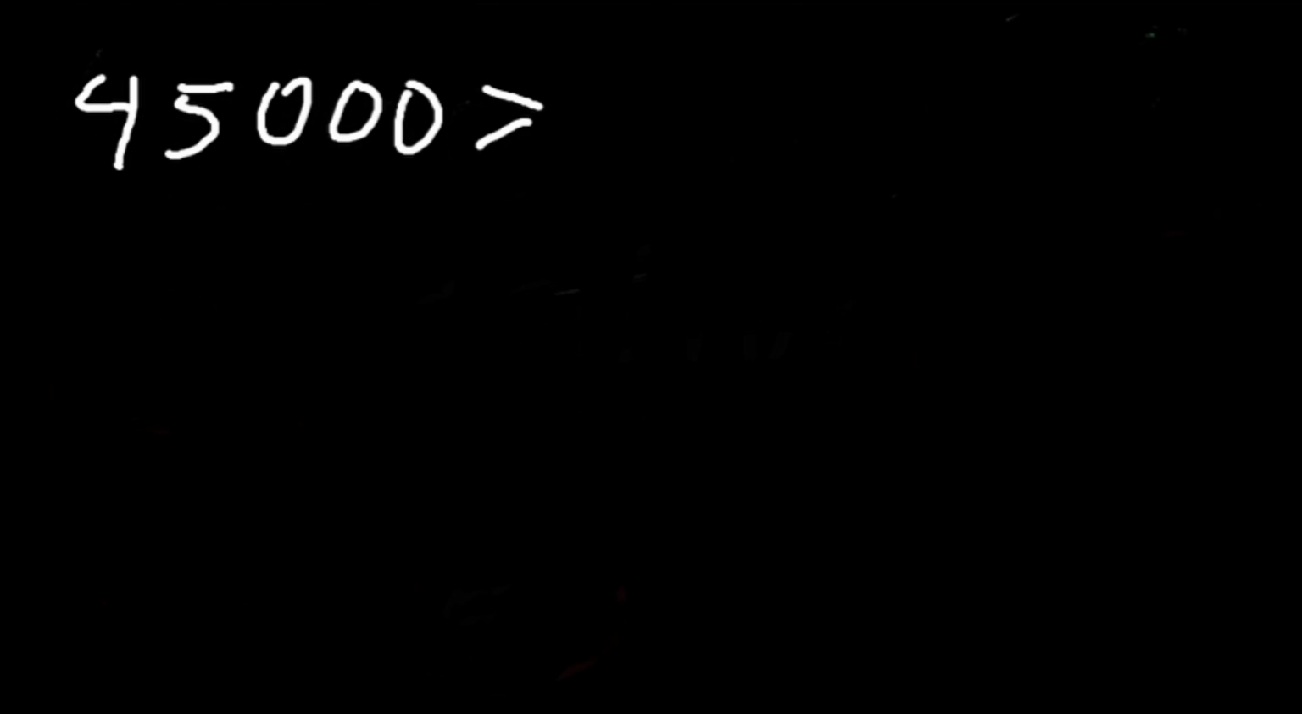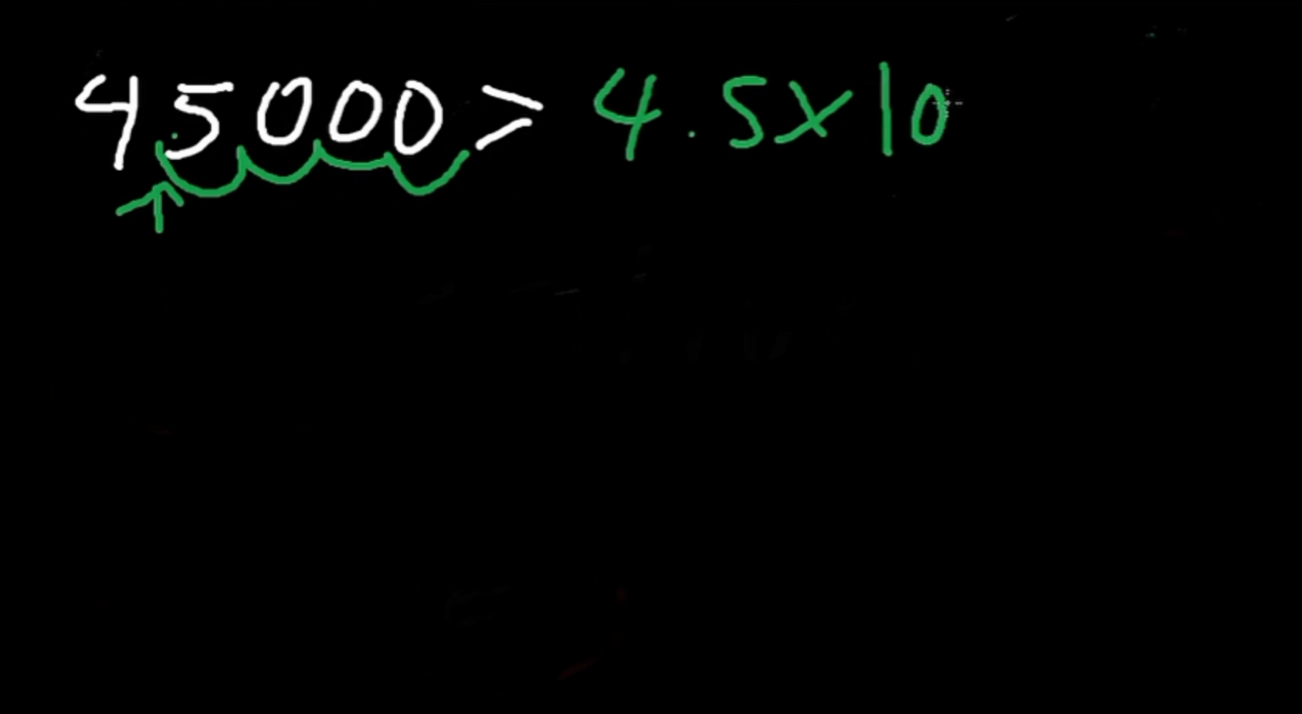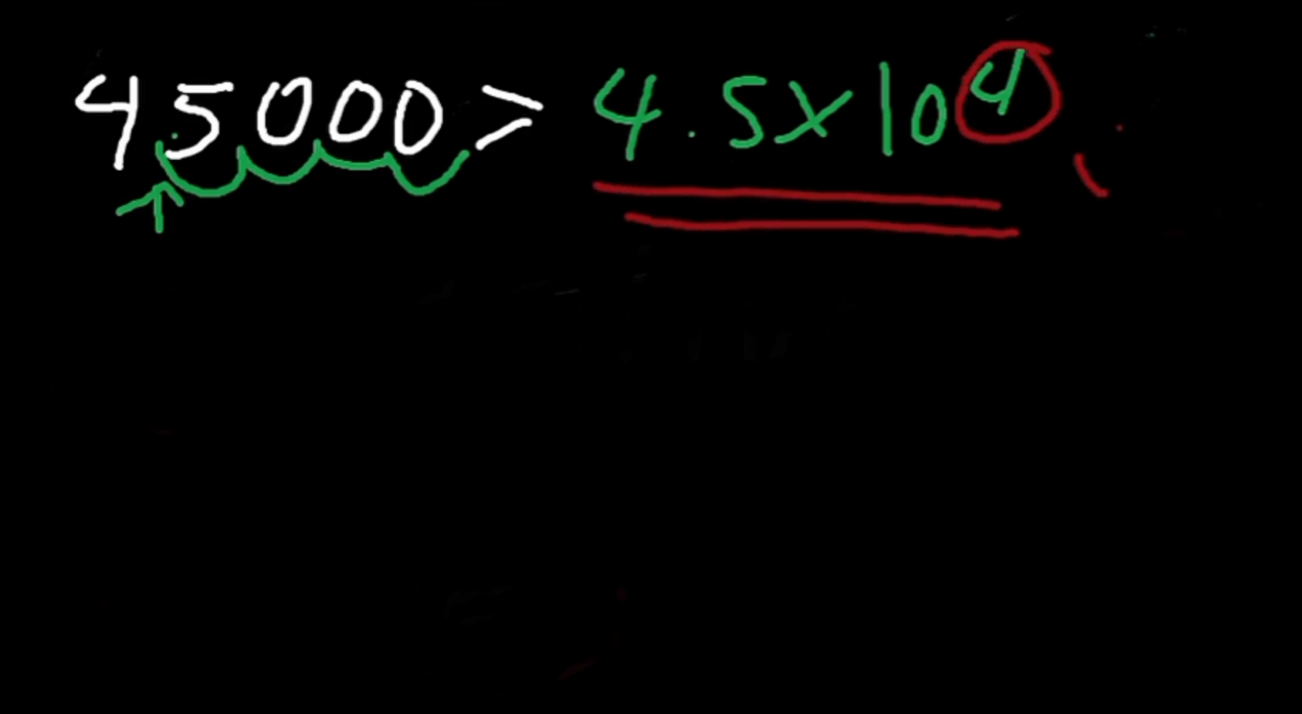Now, you want to move the decimal in between the first two numbers, that is between the 4 and 5. I'm going to move 4 units to the left. 1, 2, 3, 4. So 45,000 is equal to 4.5 times 10 raised to 4. Now, it is important to understand that if this exponent is positive, it represents a very large number. If it is a negative exponent, it represents a very small number between 0 and 1.